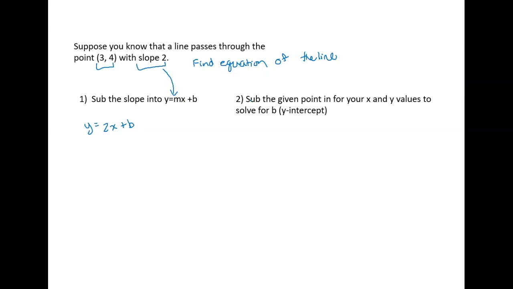So then this brings us to our step 2, which is to sub the given point into what we found. So into the step 1 equation, I should say, for x and y to solve for b. So we started with, from step 1, y equals 2x plus b. Now my point I was given is 3 and 4. So this is my x and y value. That was given in the question, right? That was given up here.